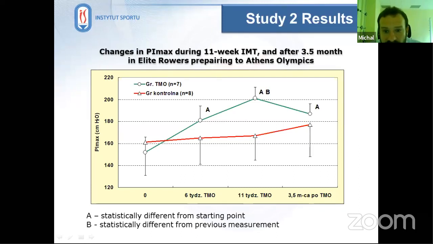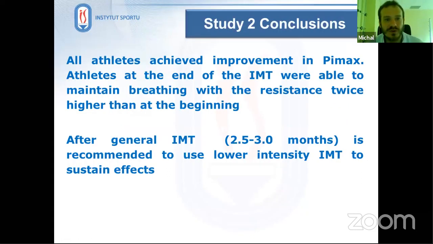But what's interesting is that even 3.5 months after end of the training, the inspiratory muscle pressure power was still higher in experimental group. So that's the results and conclusion of the study, that all athletes achieve improvement, and after general training, it's recommended after 2.5, 3 months to use lower intensity to sustain effects of inspiratory muscle training.